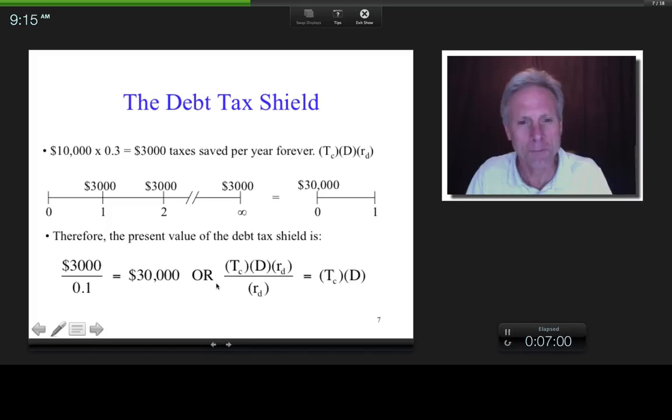If we look at the formula, because it's perpetual debt, notice that the two required rates of return of debt, or RDs, they cancel. And so basically, assuming perpetual debt, we get that the present value of the debt tax yield is the corporate tax rate, the marginal corporate tax rate of 30% times the debt amount, $100,000, or in this example, $30,000.